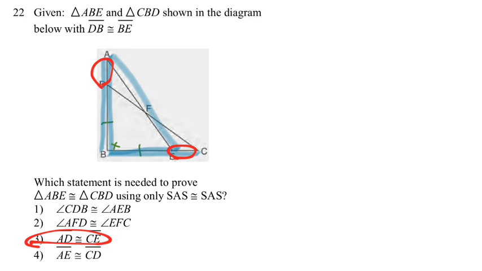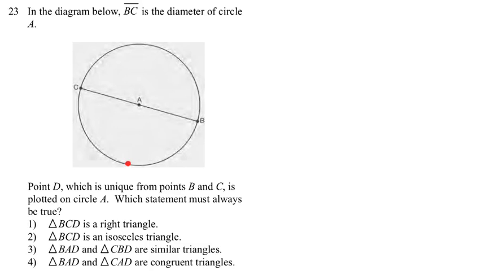Alrighty, let's move on to the next question. Number 23. So let us say point D is right over here. Then once you try to connect any of those 2 points, then we get to realize a right triangle, because the intercepted arc is half of the circle, which is 180, divided by 2 becomes 90. So triangle BCD has to be a right triangle.